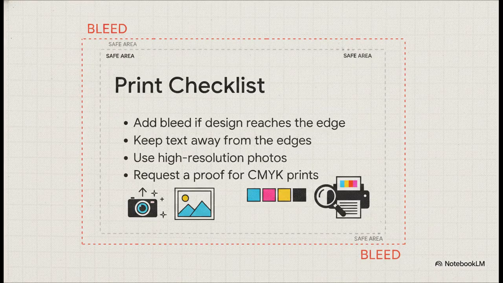Now, if you're actually printing these out physically, you have to follow a strict print checklist to avoid some really expensive mistakes. First up, if your background, color, or image goes right to the edge of the paper, you have to add what's called a bleed in your export settings. If you don't, you might get weird white borders, or worse, open a box of 500 ruined flyers. Second, keep your important text far away from the edges. Third, use high-resolution photos so nothing looks pixelated. And lastly, if your printer asks for CMYK color format and you're not 100% sure your software exported it that way, always send that PDF print and request a physical proof before you pay for a massive run. Trust me on that one.